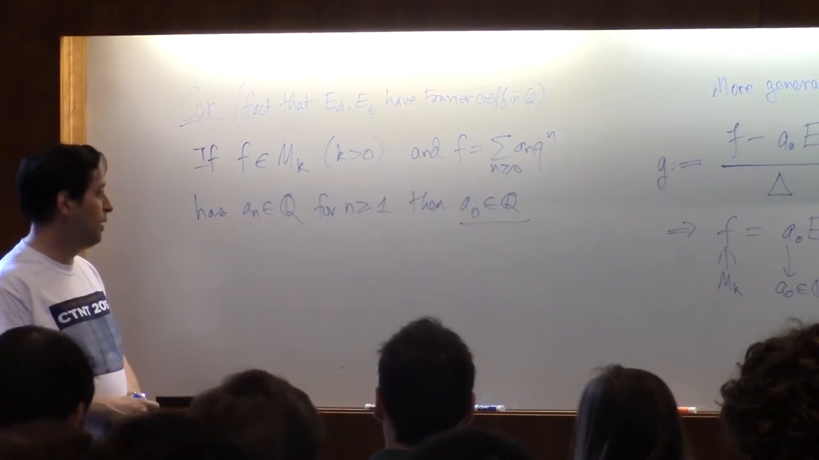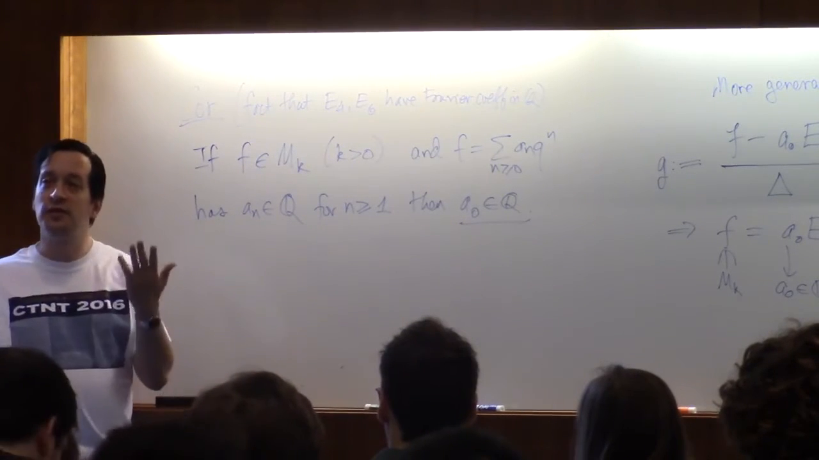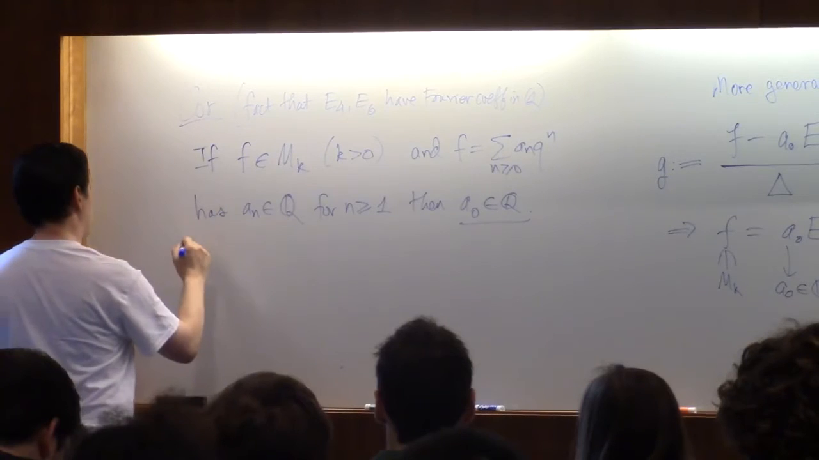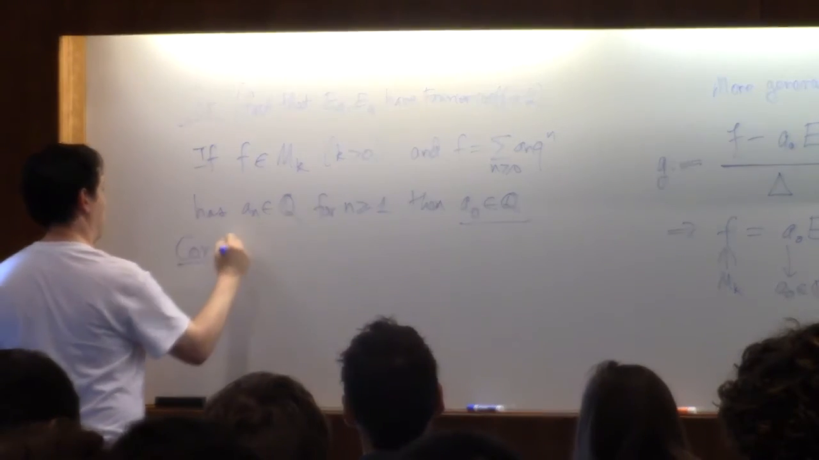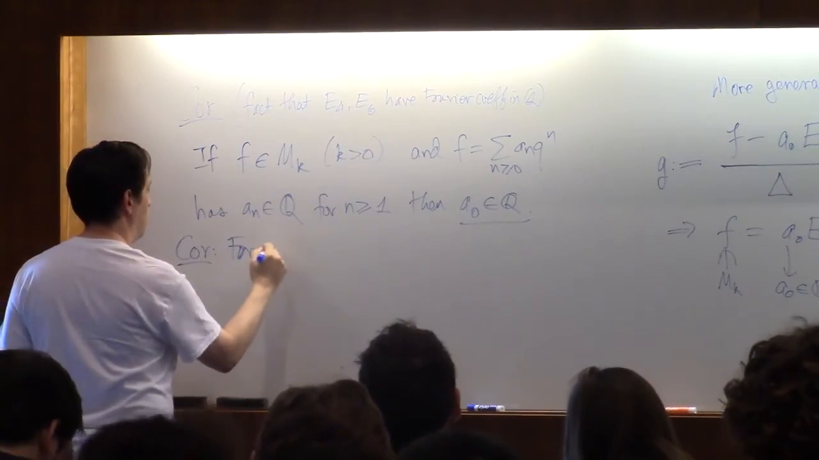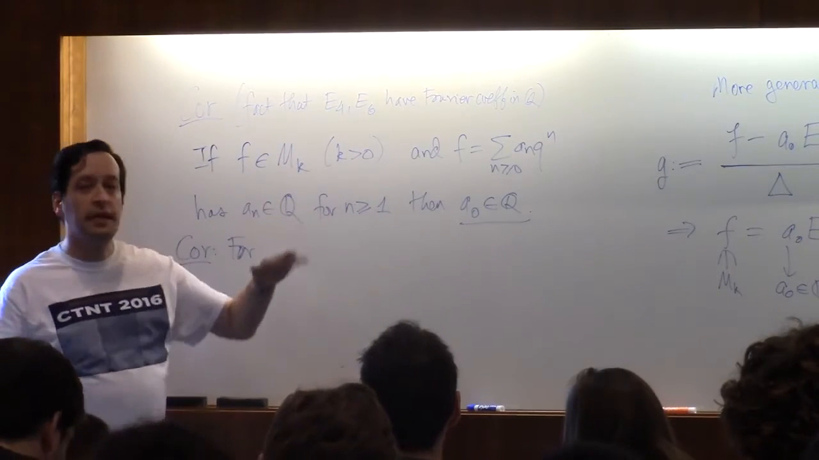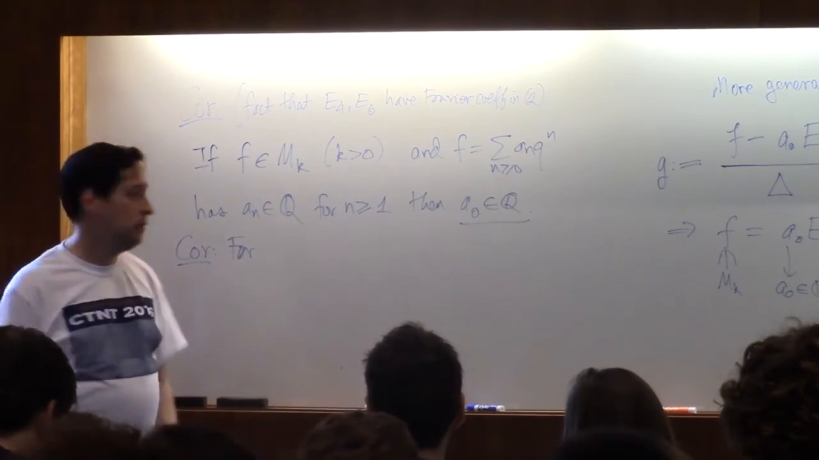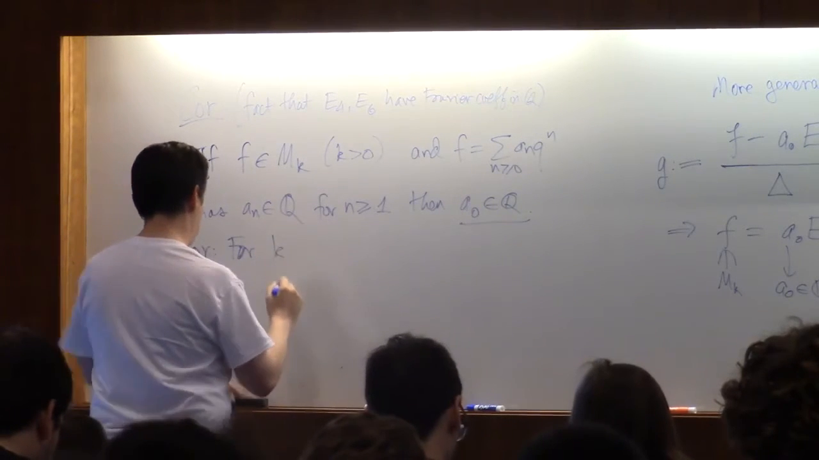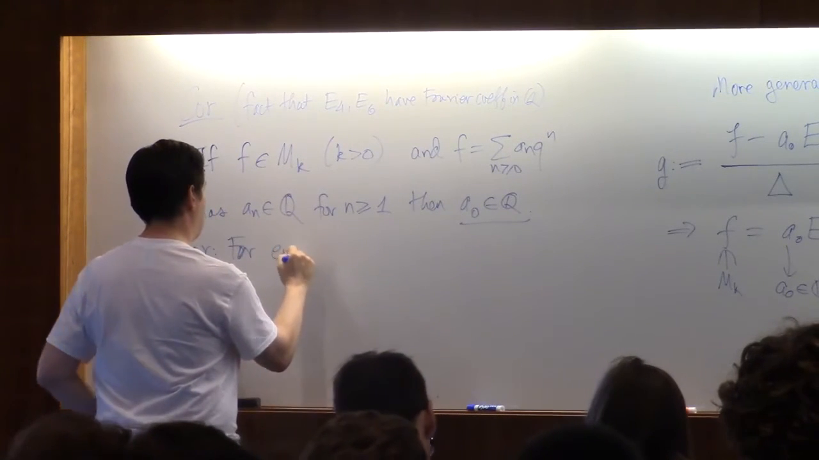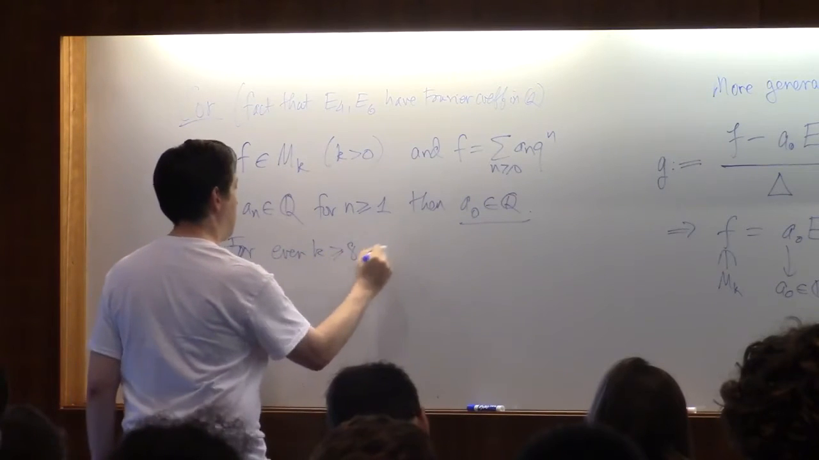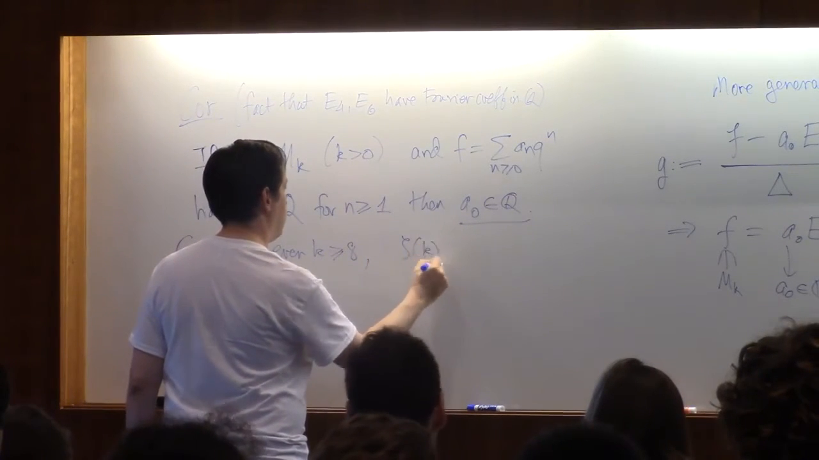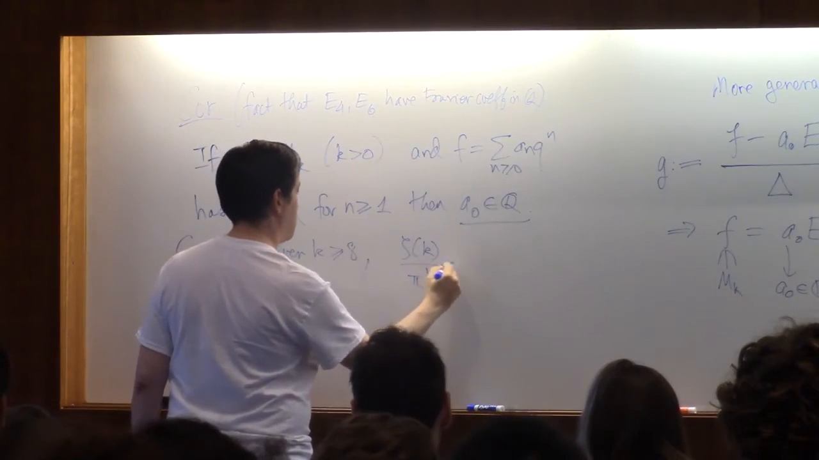Now you might think, well, who cares? So here's an interesting use. Let me show you a corollary of the corollary. So again, we never needed the E_k for k above 6, so we can pretend that we never talked about them. So here's a corollary. For even k greater than 8, zeta of k over pi to the k is a rational number.